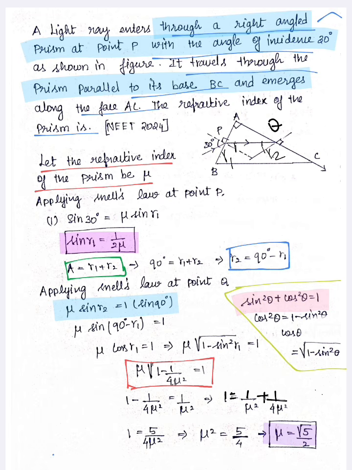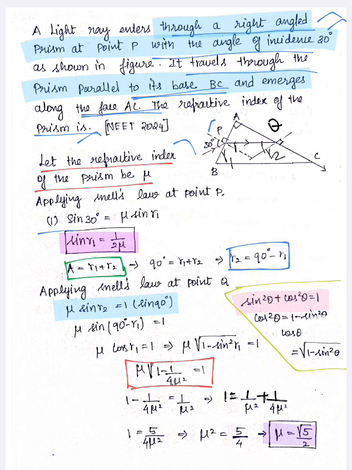In the question, the angle of incidence is given, the refracted ray is along the base BC, and the emergent ray is along the face AC. We need to find the refractive index of the prism. We consider the refractive index of the prism as mu and we apply Snell's law at point P.